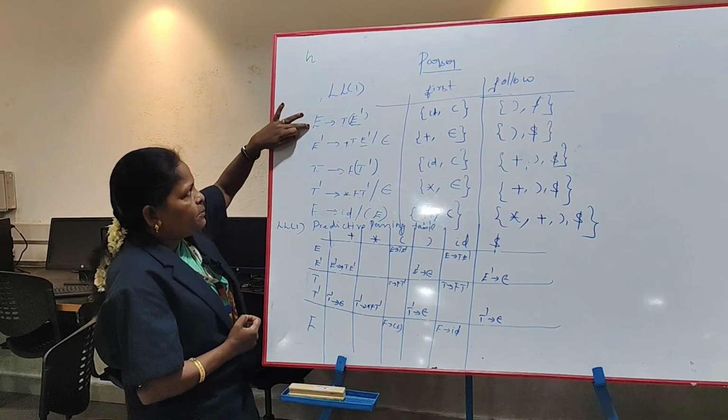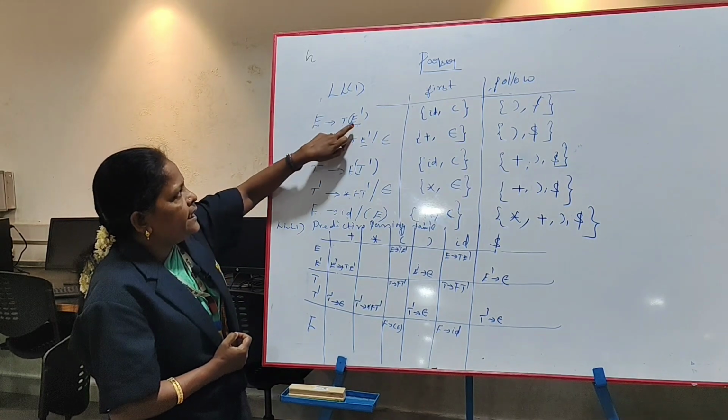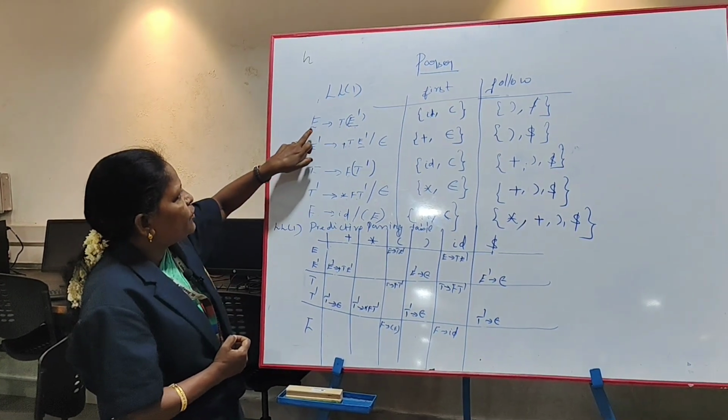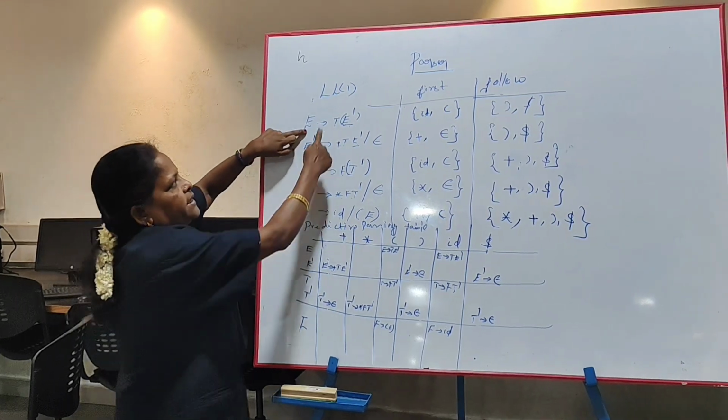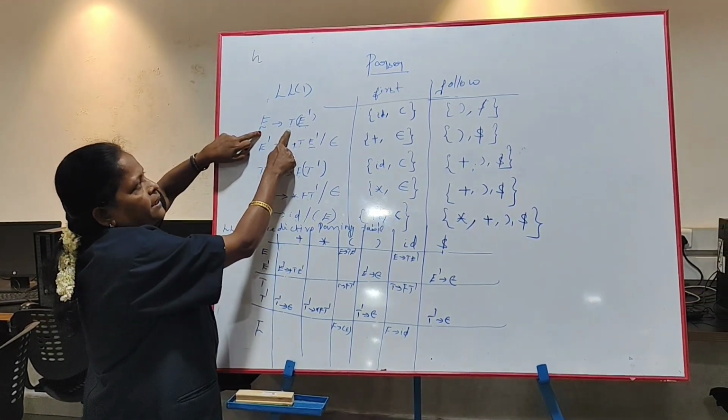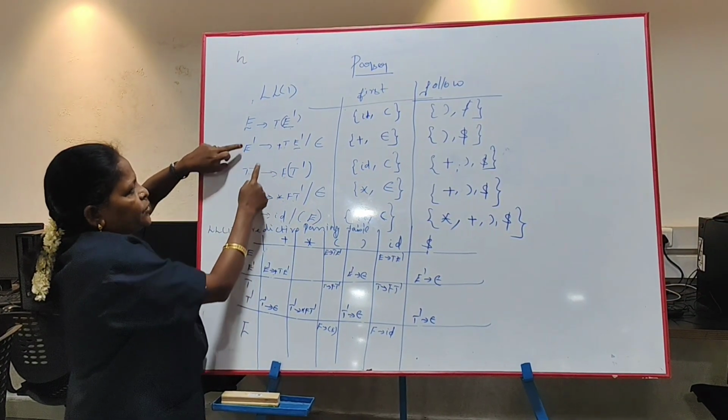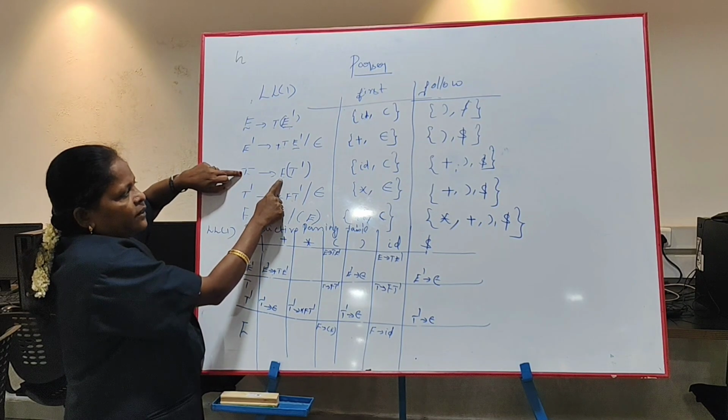Say for example, the first production will be what? E gives T E dash, right? The first of E is the first of T E dash. The first symbol in the right production will be what? T. So here T gives F T dash.